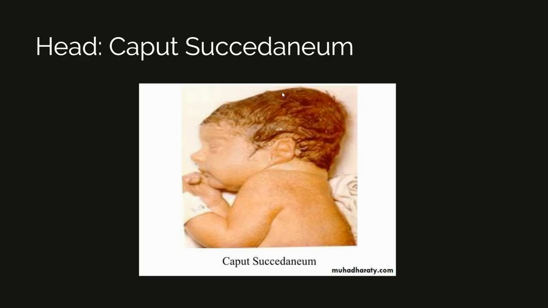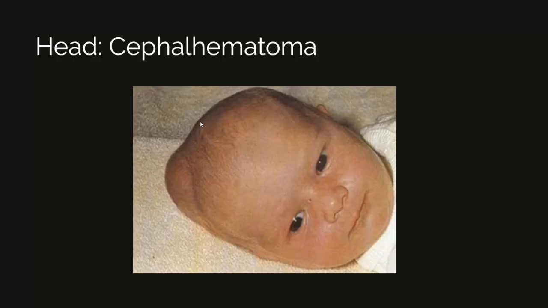Caput is a little different. Molding, you'll feel the bones underneath the skin, and everything's just longer. Caput is swelling or fluid that collects under the skin, and it crosses the suture lines. Okay, so it's just diffuse swelling. It doesn't have a border, doesn't have a boundary. It just feels like swelling, as opposed to cephalhematoma.